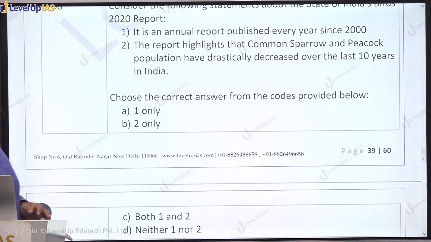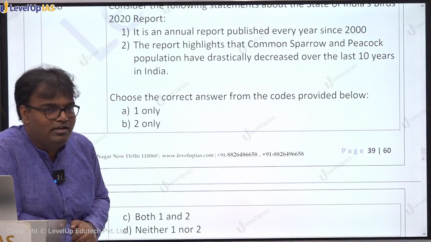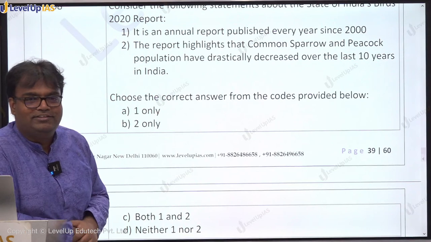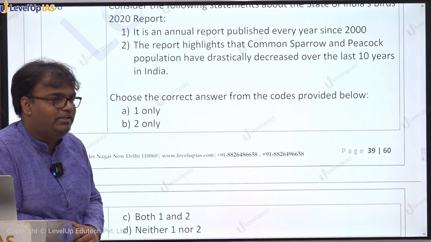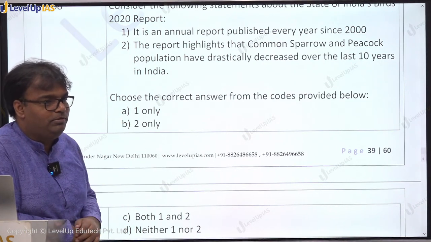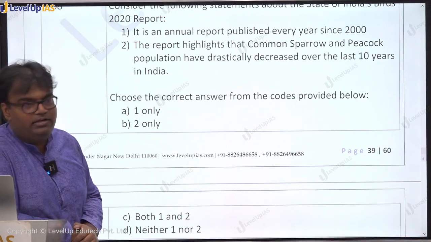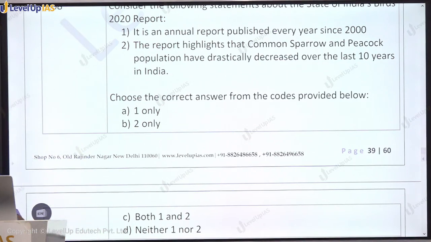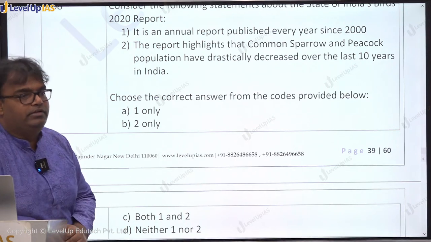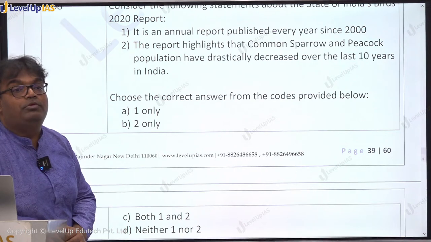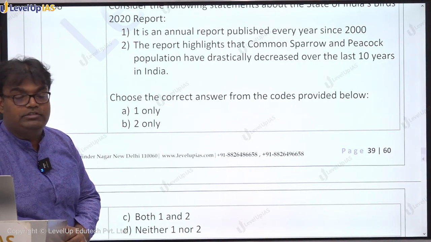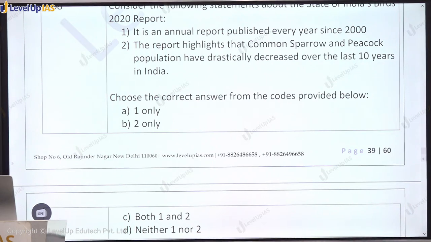One is wrong. It's not an annual report. If it were annual, we would be reading a report every year. It came only once. It's not biannual either. We're not talking about the India State of Forest Report. It came for the first time there, right? And it said that the population of the common sparrow or peacock is improving or stable. It's not going down. There was a misconception that the common sparrow population is going down because of telephone towers. But that was only a misconception, right? Did we understand? So both are wrong. D is the answer.